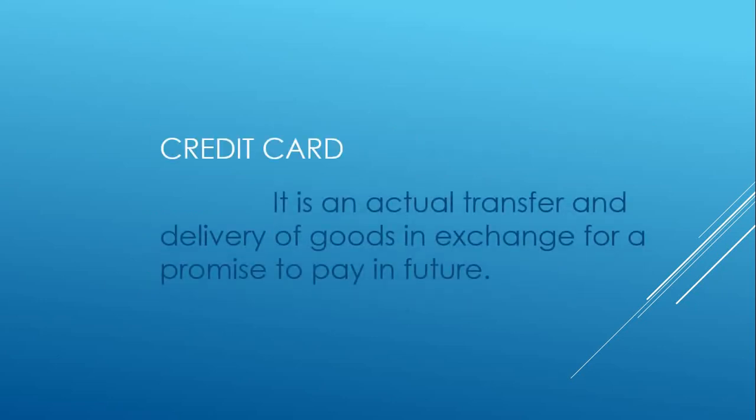Next term is credit card. Now, what is a credit card? It is an actual transfer and delivery of goods in exchange for a promise to pay in future. In a credit card, we do not pay immediately. Our account will not be debited immediately with the money for the purchases which we have made. But after a certain period of time, the account will be debited. So it is in exchange for a promise to pay in future. We are purchasing now, and the payment will be made afterwards.